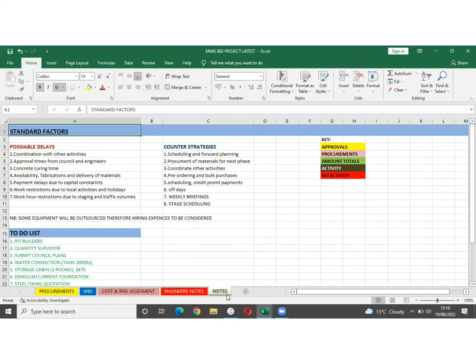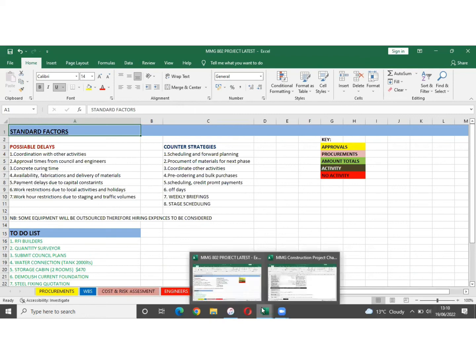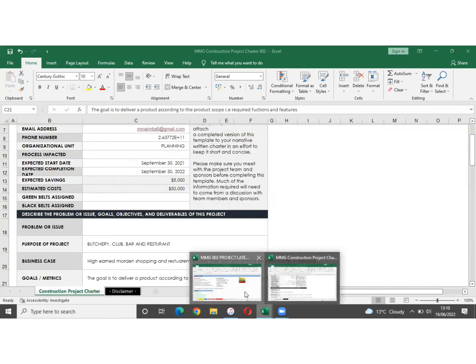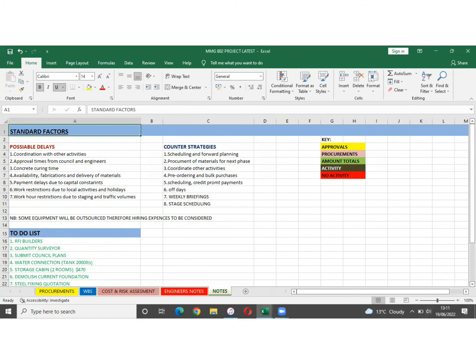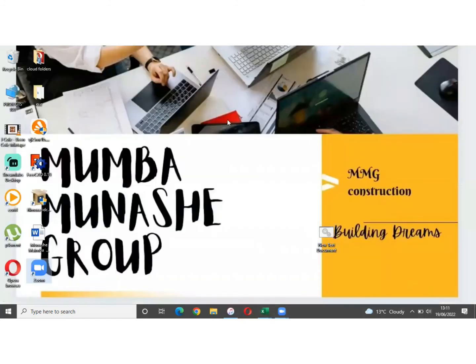So yeah, get your information ready, get your quantity surveyors in time, create a project charter, engage with the stakeholders, create a work breakdown structure, talk to your contractors, and get the information ready.